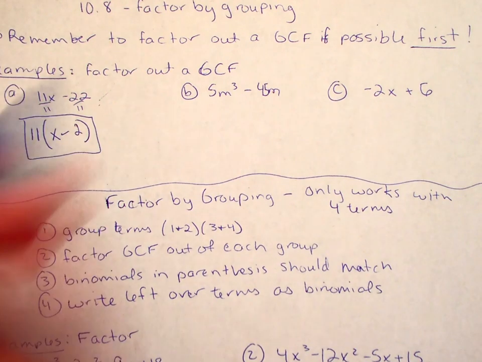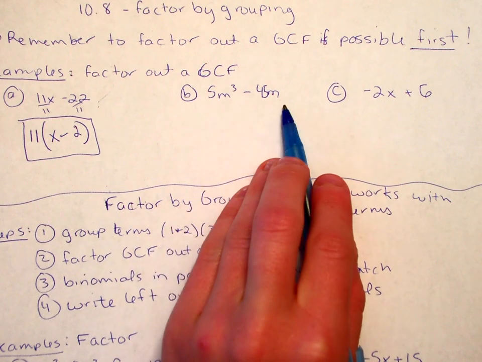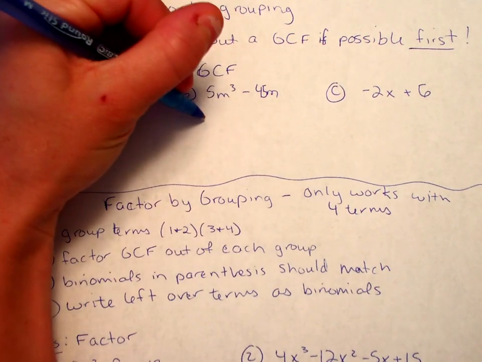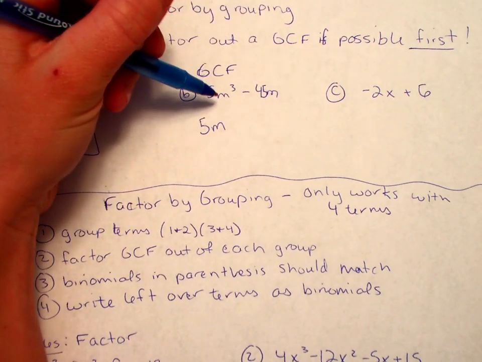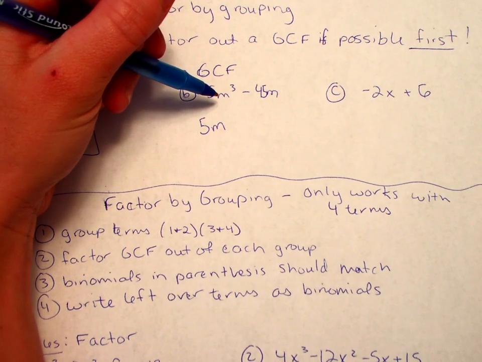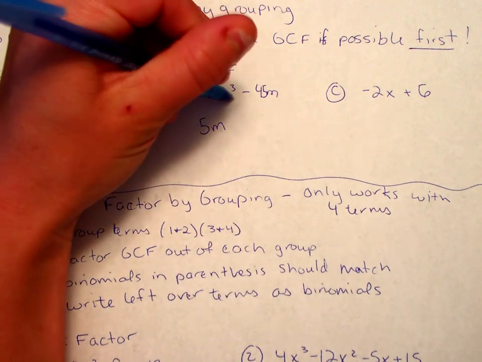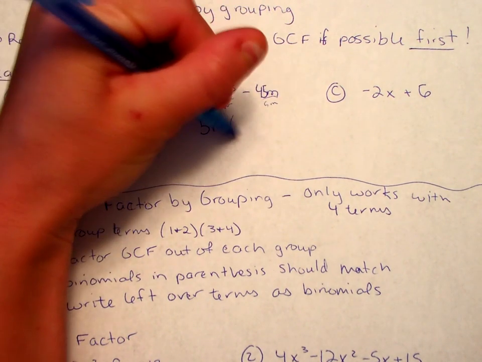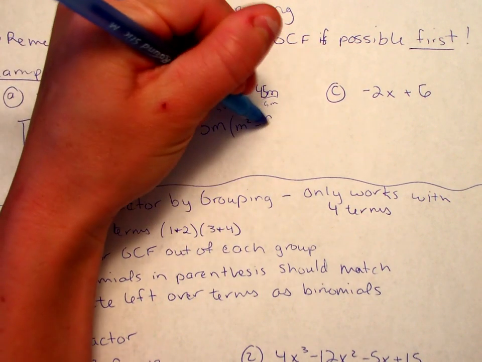Okay, so the next one, yes, we're going to factor out a number, but they also share a variable. So something that goes into both of them is 5m, because they both have at least one m. You can't factor out 3 m's because this one only has 1 m. So if I take out a 5m and I take out a 5m, I'm left with m squared minus 9.